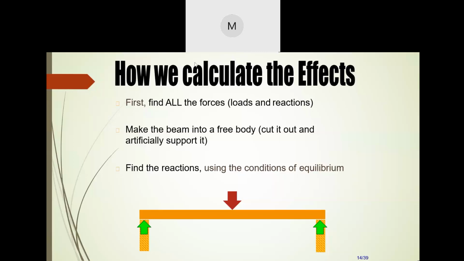You have to see, like this. Suppose this is a point load, and this load is acting on this simply supported beam. So how to analyze this beam? First of all, you have to find out the reactions using conditions of equilibrium. Do you know how to find out the reactions? Last semester we discussed it, I think.